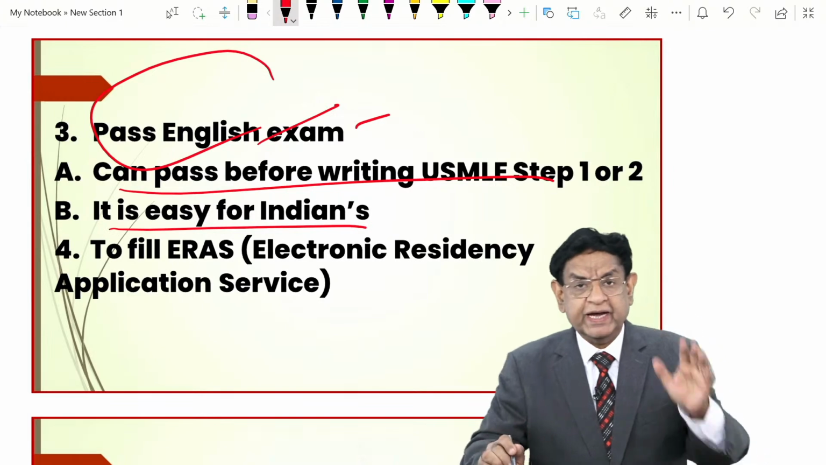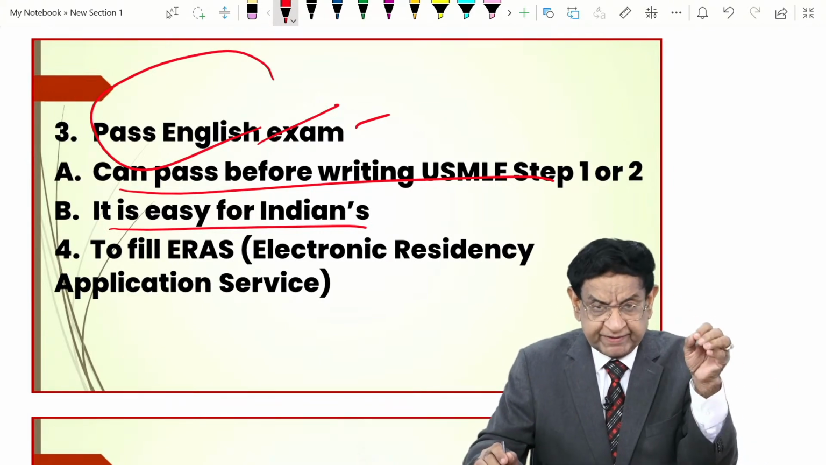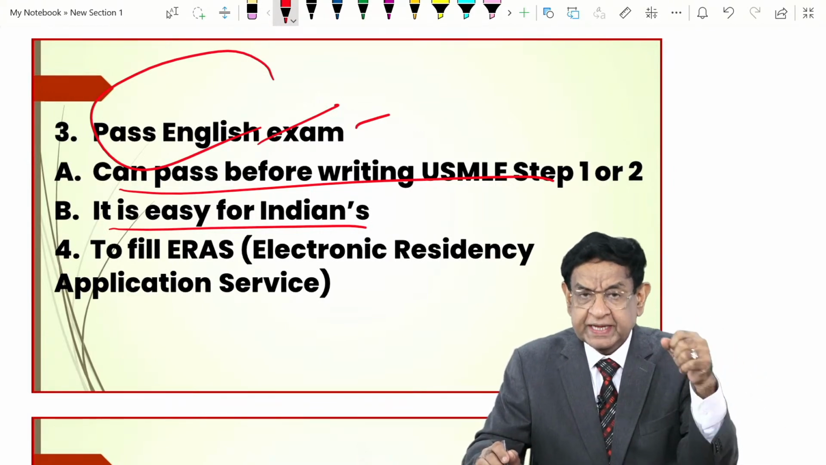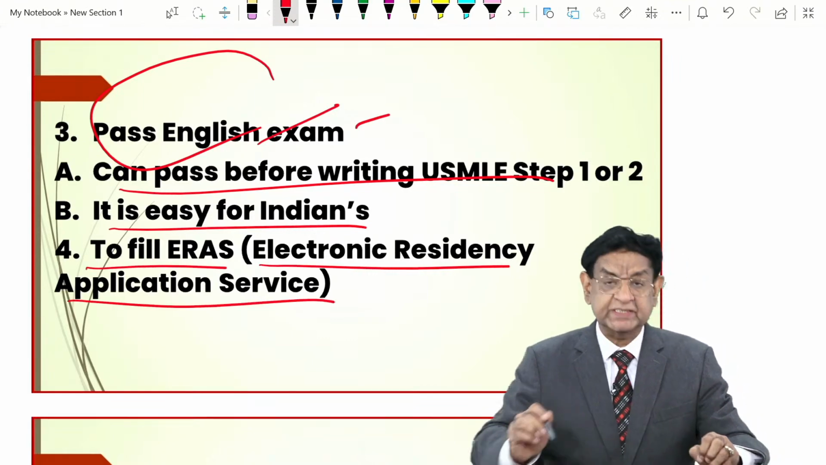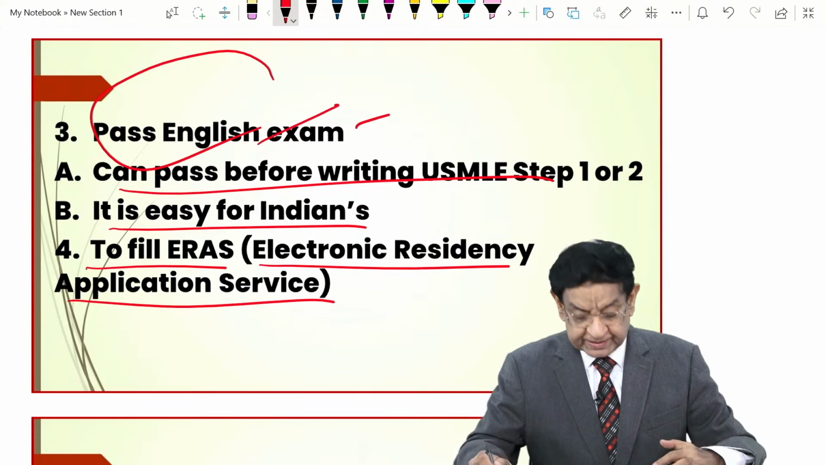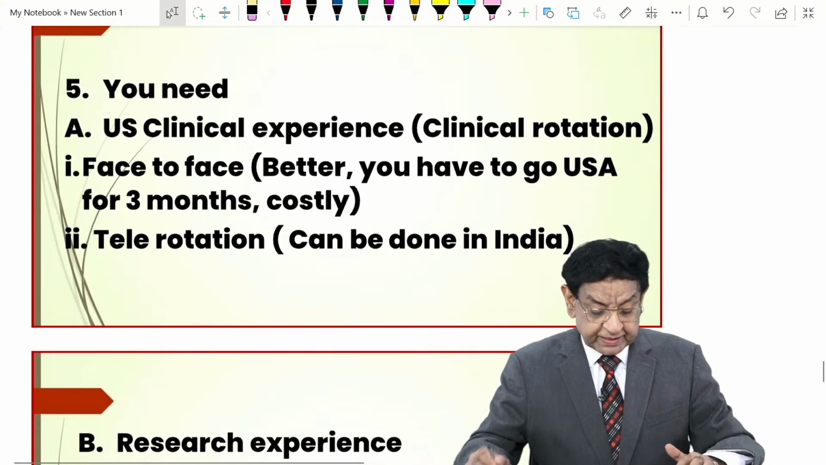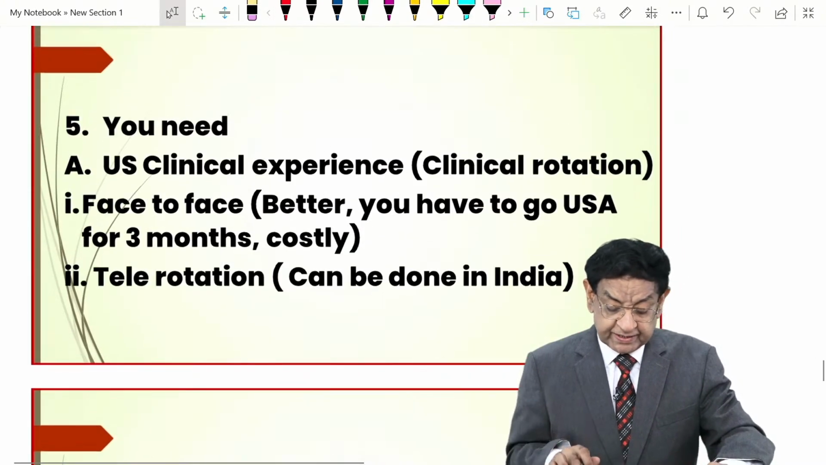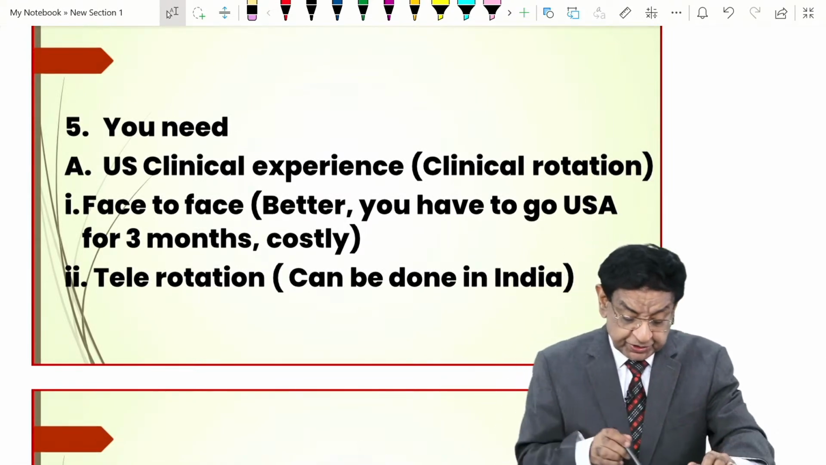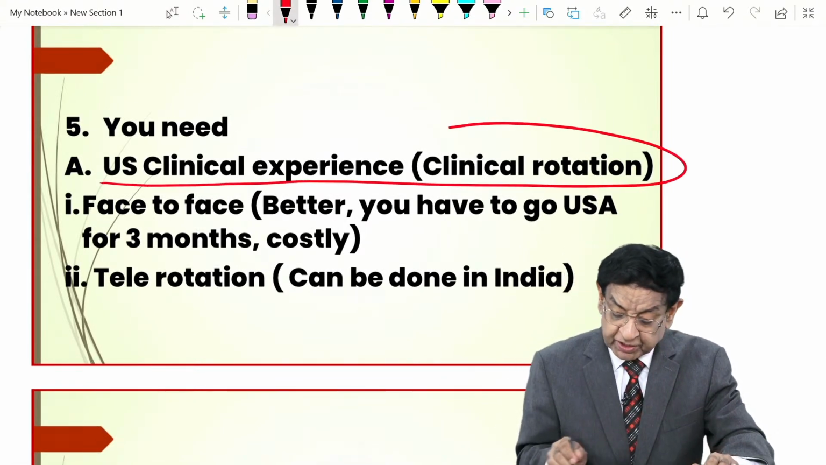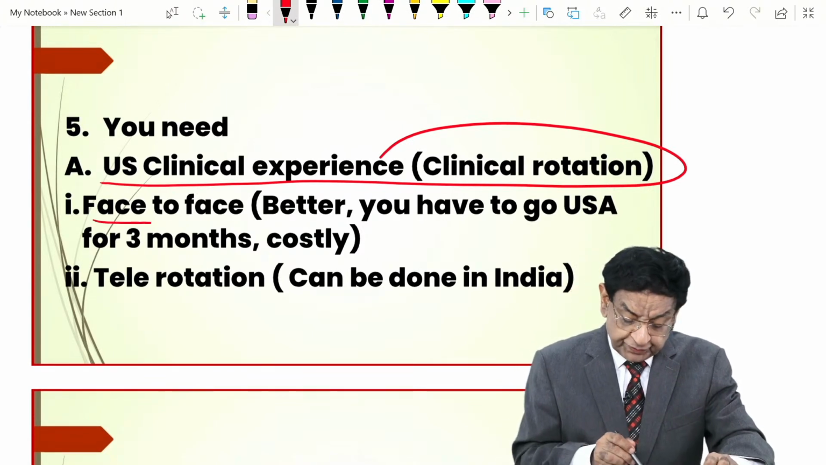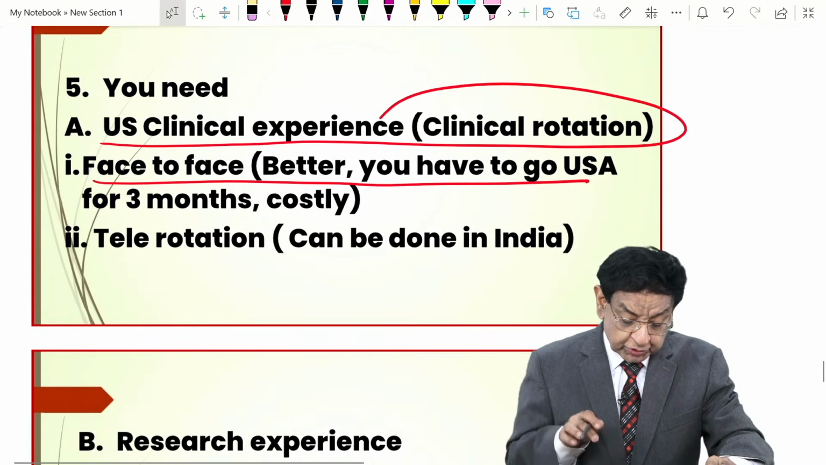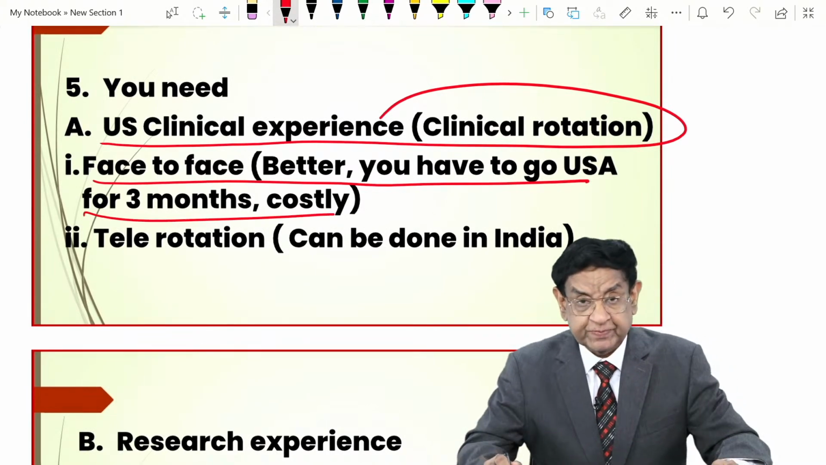Once you are done with the exam and the ECFMG certification, English, then you have to go for ERAS, the Electronic Residency Application Service. You have to apply for residency. For that, in addition to filling out ERAS, you need US clinical experience, what they call clinical rotation. It can be done face-to-face, which is better, but for that you have to go to the USA for 3 months, and it's very costly.